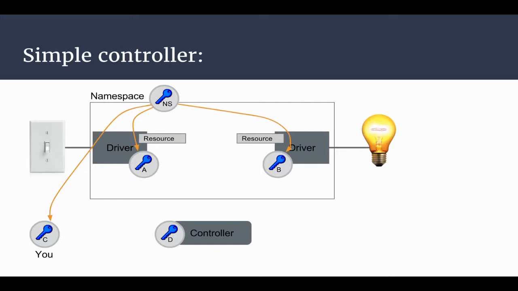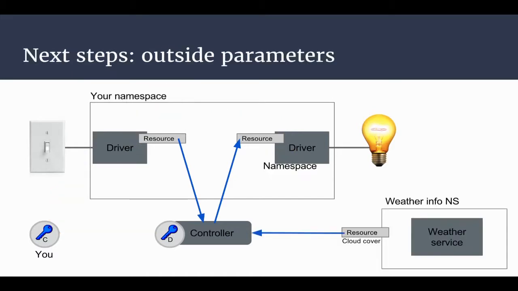So you're going to create an entity for your controller and grant it the subset of permissions that it needs to function. And it's then going to use the light switch sensor data and actuate the light bulb. So that's the first half of the tutorial. And then the second half is you're going to build a more advanced controller that consumes third-party information. There is a completely separate namespace that provides some weather information, and you're going to consume that resource in your controller and use that to influence how you actuate the lights.